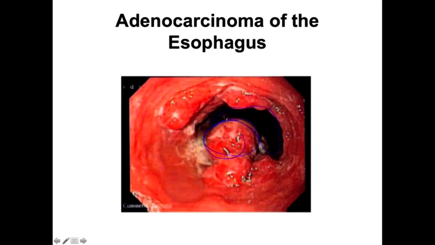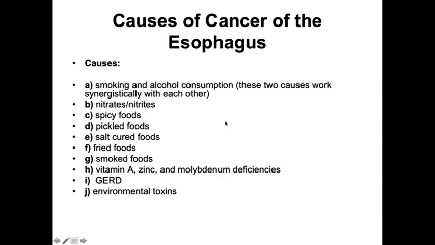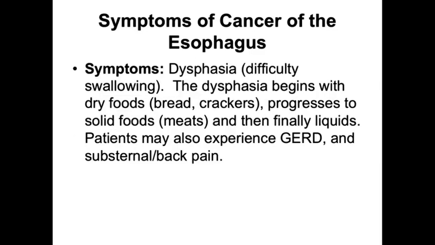So it's difficult to swallow certain liquids after a while, to swallow food, and it becomes really challenging for the individual. The causes of cancer of the esophagus: smoking, nitrates, nitrites, spicy foods, pickled foods, fried foods, smoked foods, environmental toxins, gastroesophageal reflux disease, and deficiency in nutrients like vitamin A, zinc, and molybdenum can all cause esophageal cancer.